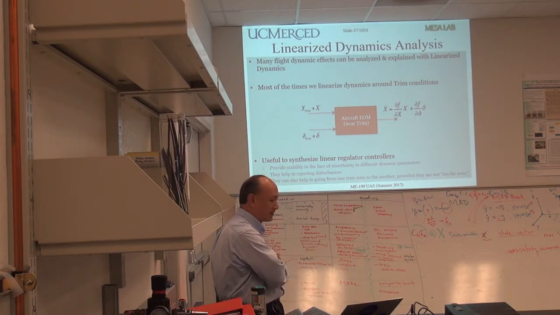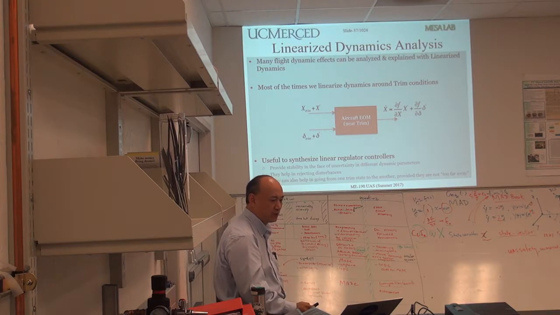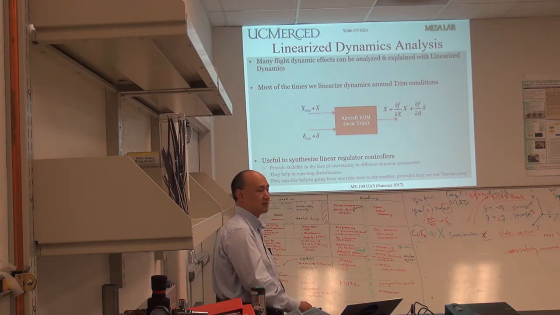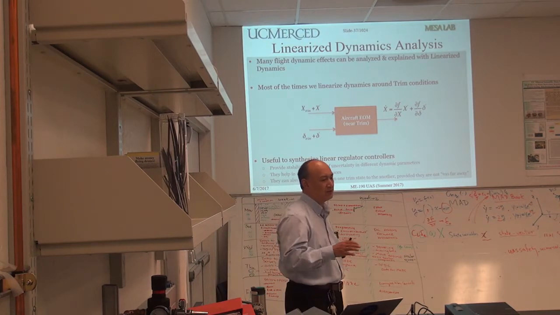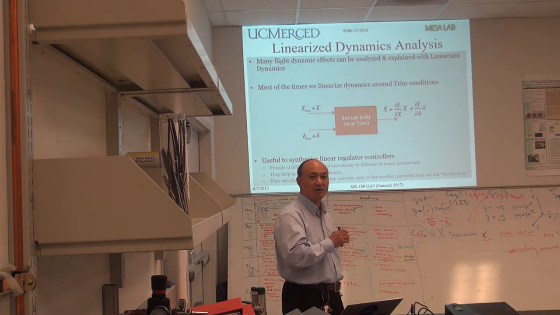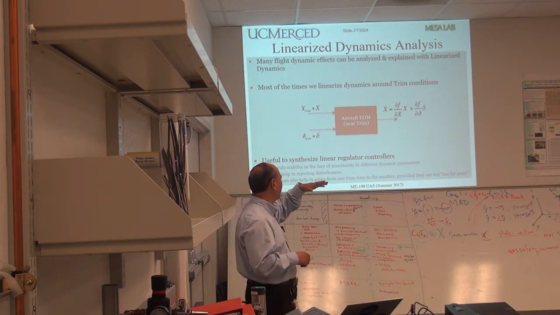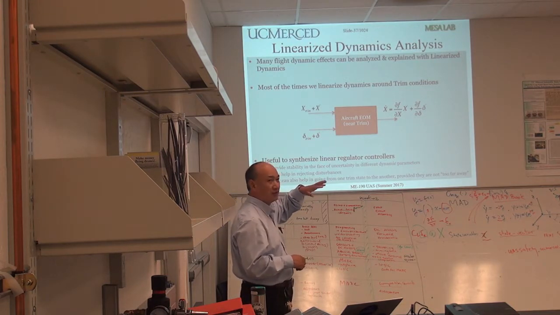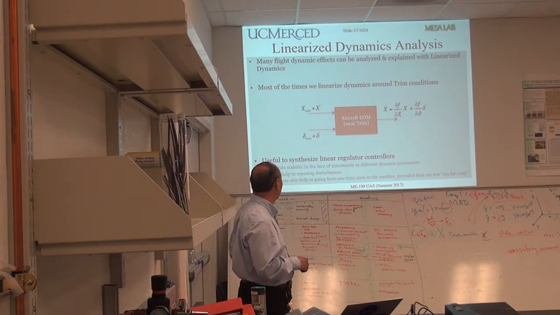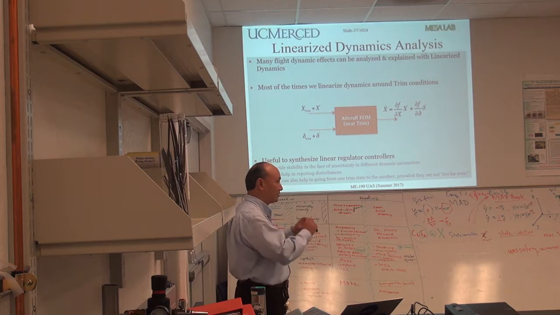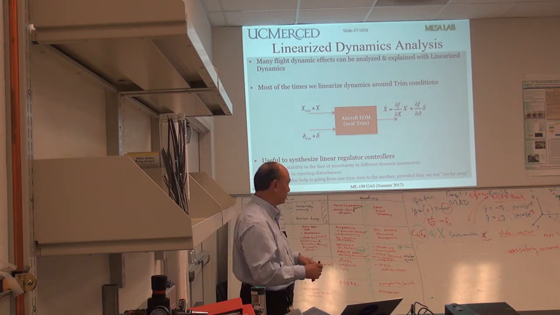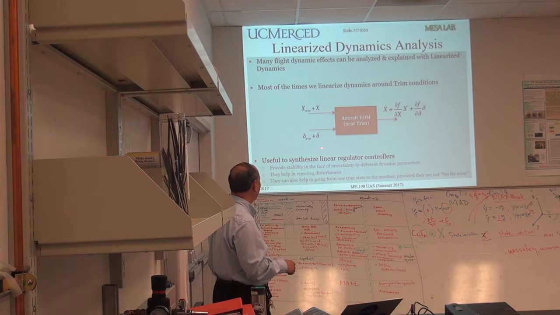Last, but not least, is a more general framework, more generalized than the trim analysis. In the trim analysis, we assume that x dot is zero. But now, let's assume that we are near the trim condition, but still not 100% trim. Then in the neighborhood of the trim, we have x prime. So we write down the x dot.